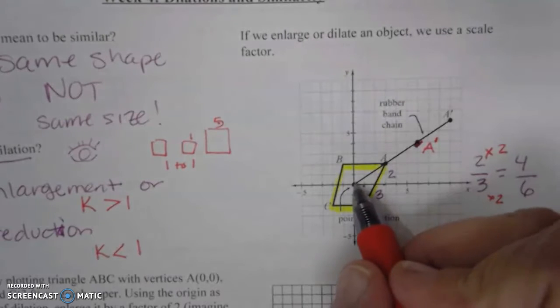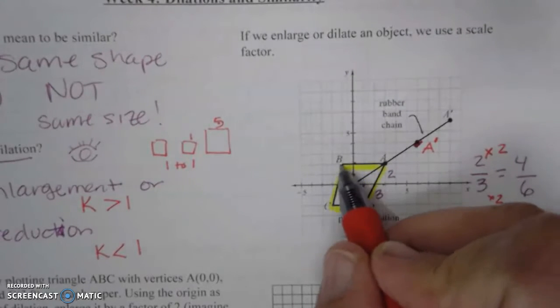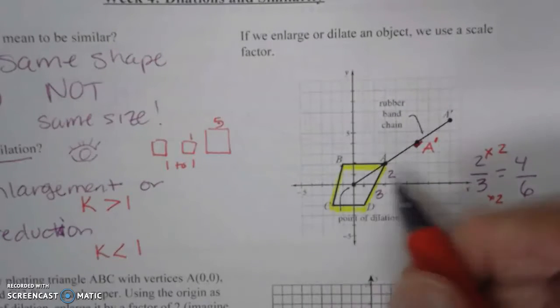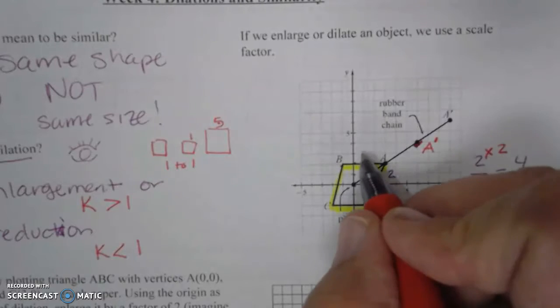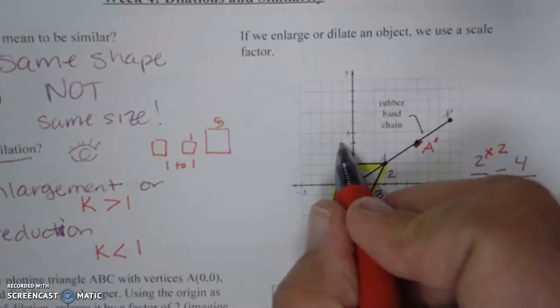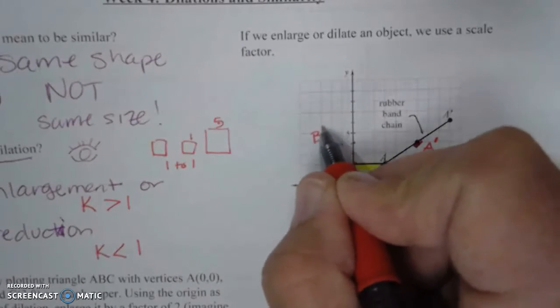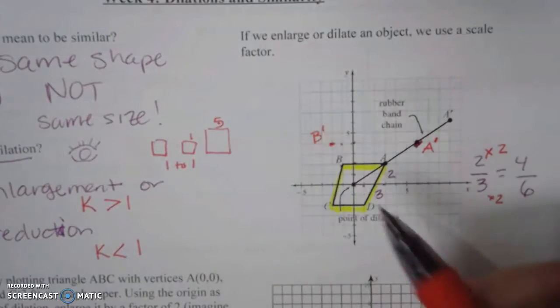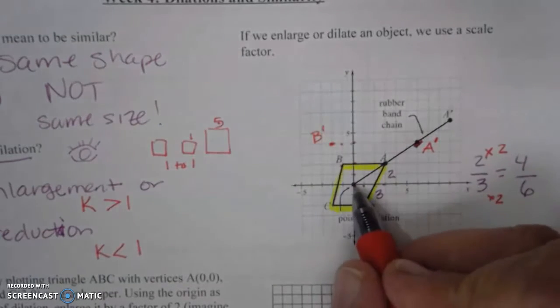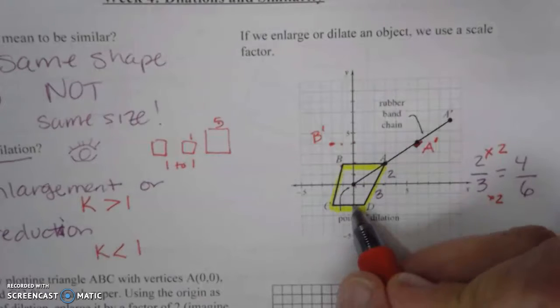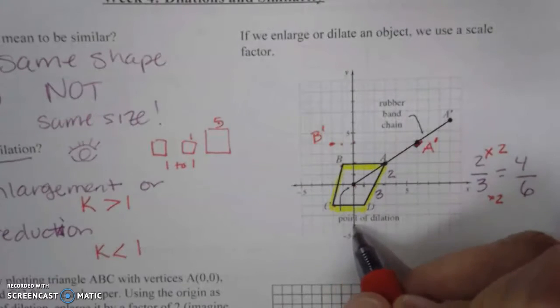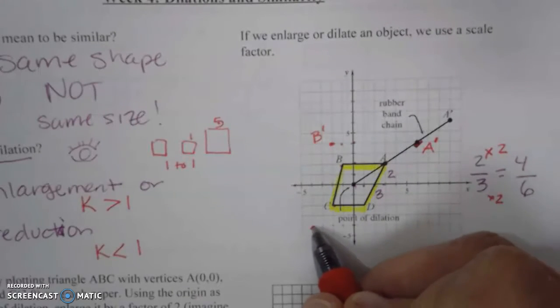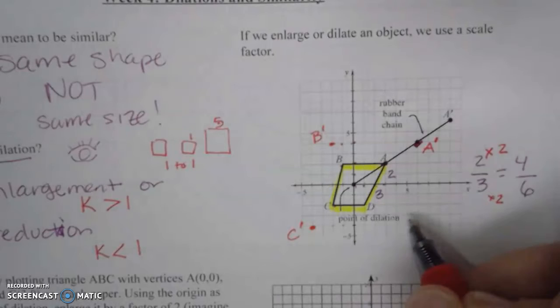Same with B. Do you see how B is up 2, left 1? So if I double it, instead of up 2, I go up 4, and instead of left 1, I go left 2. This would be B prime. That little asterisk is called a prime. Same with C, I'm going down 2, left 2, so I would go down 4 and left 4. This would be C prime.